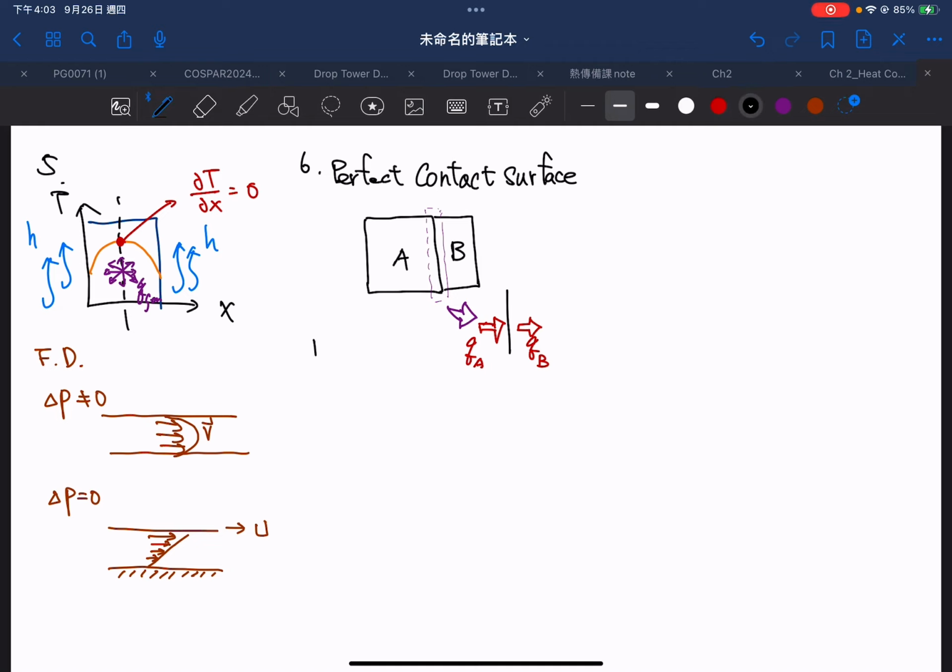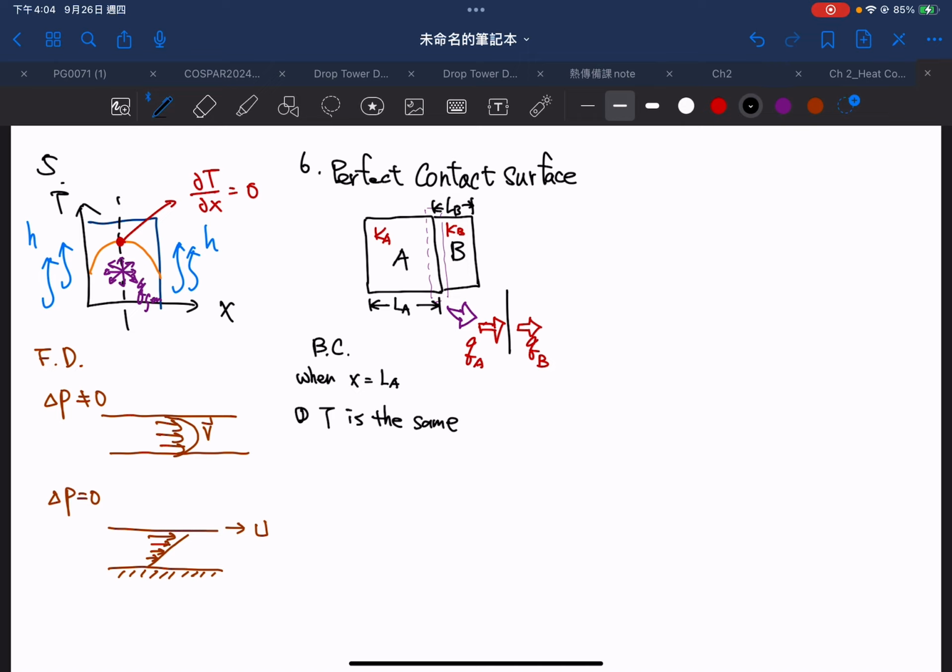So the boundary condition here, we can assume when x equals LA, we should write it down like this. And this would be LB. And they have their own k value because of conduction. Okay, so coming back to the boundary condition, when x equals LA, there will be two boundary conditions. The first one is that T must be the same.